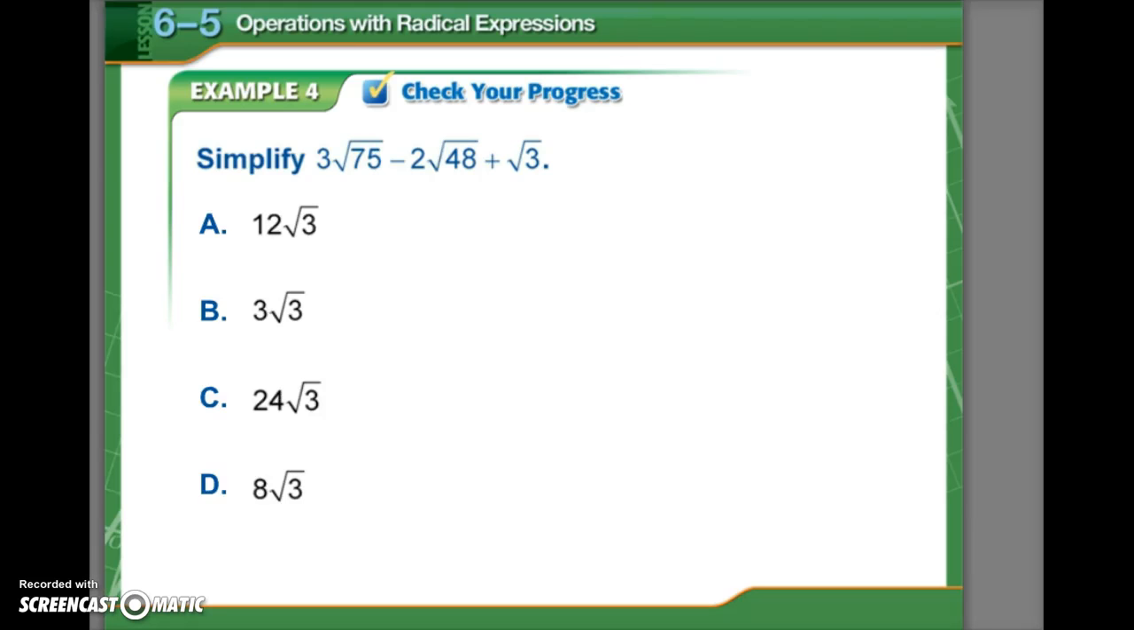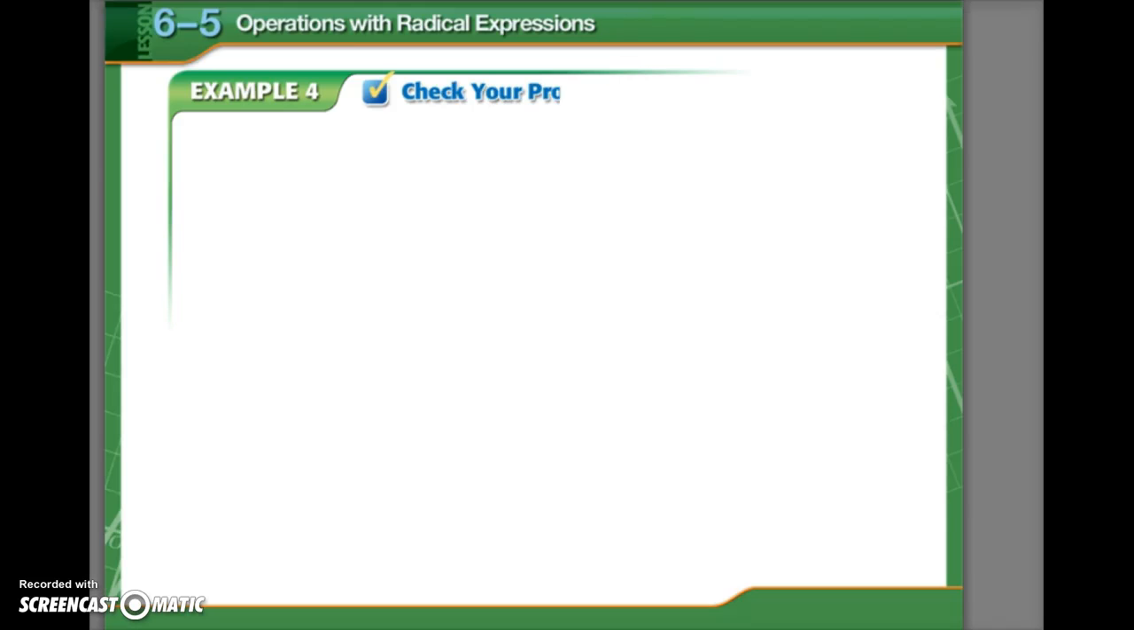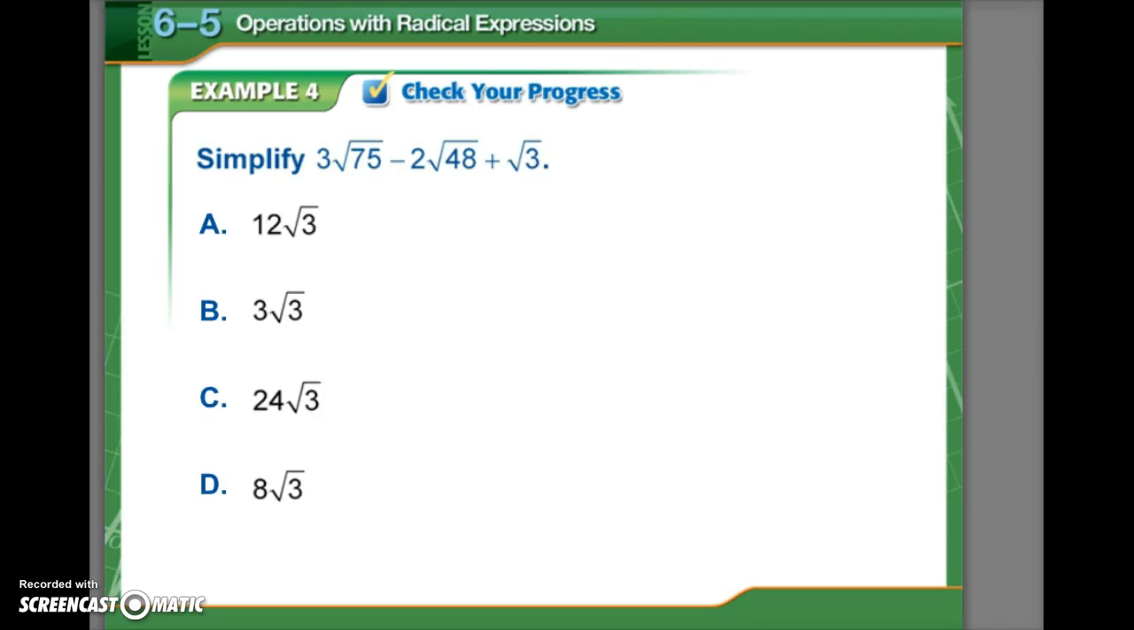All right, here's one for you guys to check your progress on. We need to simplify 3 root 75 minus 2 root 48 plus root 3. Pause the video as long as you need. When you have your answer, come on back and go to the next slide. Okay, our answer for this one is letter D.